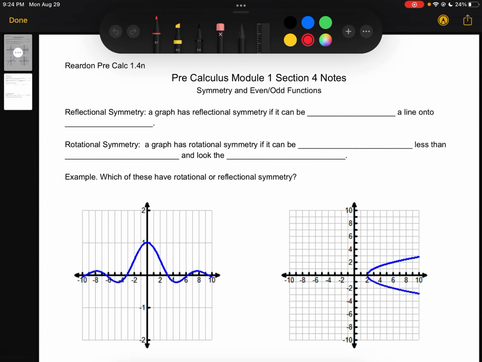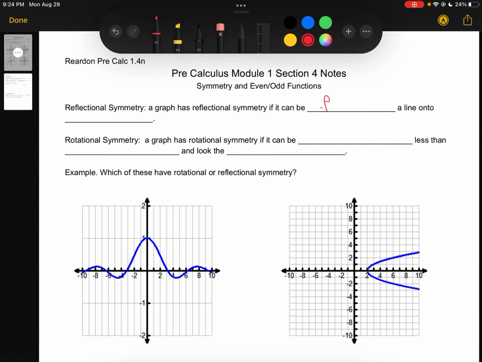So first, to start off, taking a more visual look at things, reflectional symmetry. This is just saying a graph has reflectional symmetry if it can be folded over a line onto itself. So basically what this would be is if you could somehow center the graph in the middle of your paper and just fold your paper on top of itself, and if everything matches up perfectly, then you're going to see some reflectional symmetry. The second type of symmetry we're going to see is rotational symmetry.